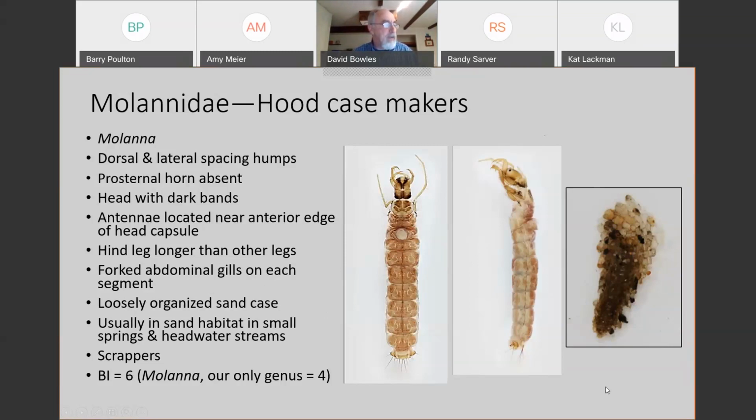Very odd. They live primarily in sand deposits located in small springs and headwater streams. So if you're looking for these, that's where you'd want to look and collect, in these little sand deposits. Just sift it, and if they're in there, you'll notice it immediately. They have a biotic index for the family of 6. However, the only genus we have is Molanna, and they have an index of 4, so a little more intolerant than the family level.